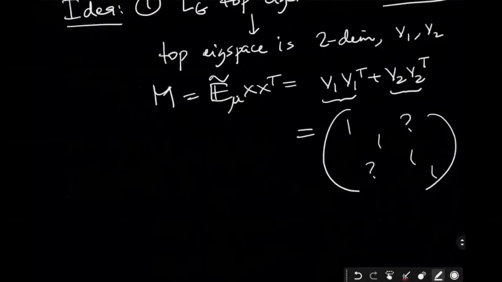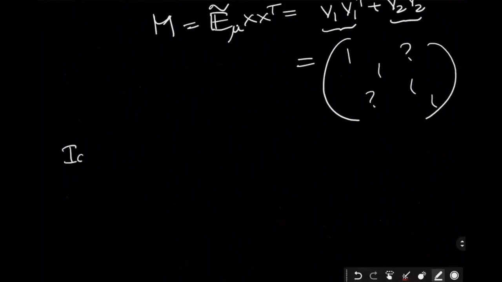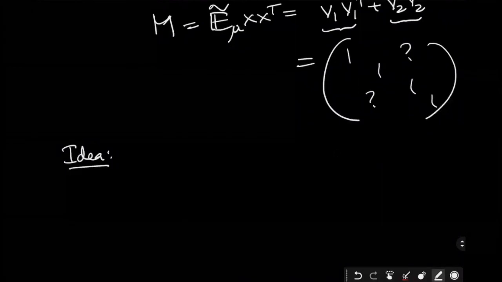Okay, so let me maybe summarize this idea this way. Professor? Yeah. Are you sure the sum is 1 and not a constant? Well, we can always scale, right? I didn't say that V1 and V2 are unit vectors. Yeah, okay, sure.